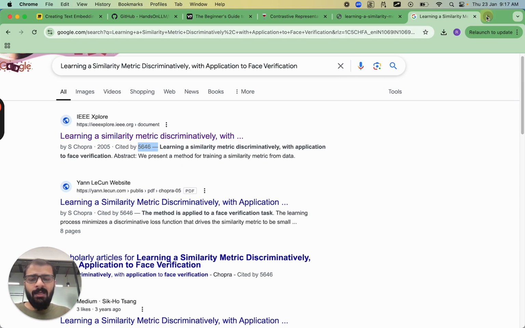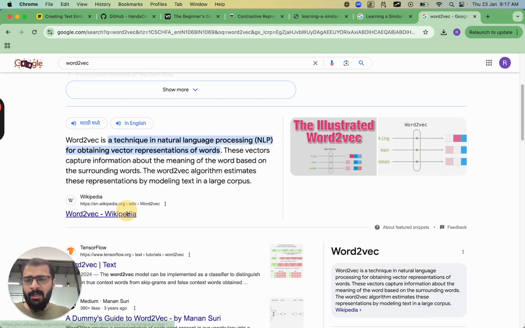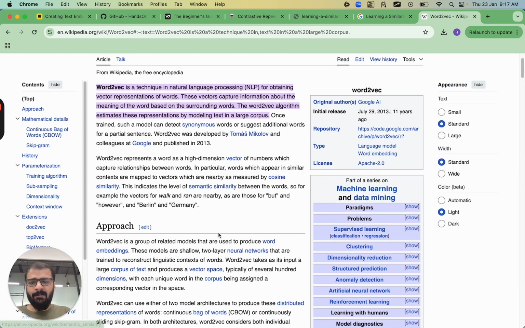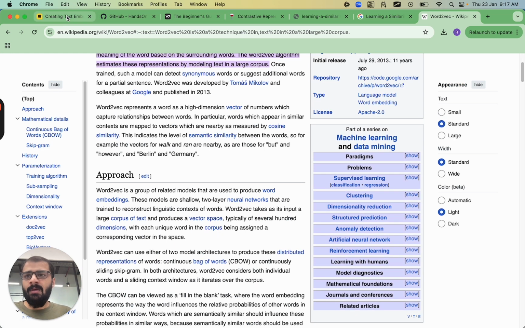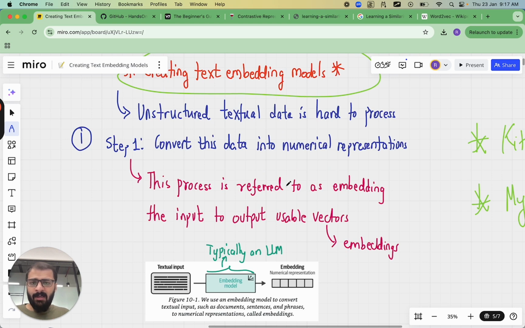Then in 2013, there was another model which is pretty popular and many of you might know it. That is the word2vec model which Google used. And I believe that they also used contrastive learning for constructing these word2vec embeddings. So this is a bit of history about contrastive learning, but this is a very powerful method for creating text embedding models. So first let us revise a bit regarding what a text embedding model is and why we really need those.